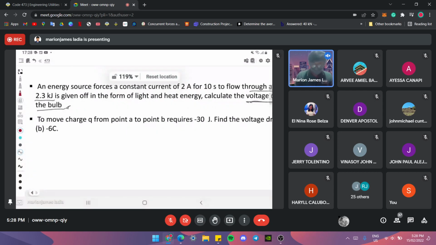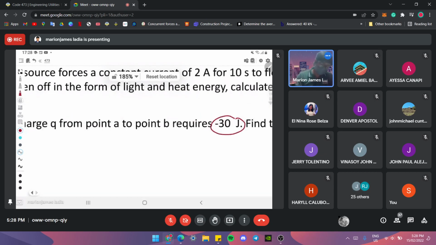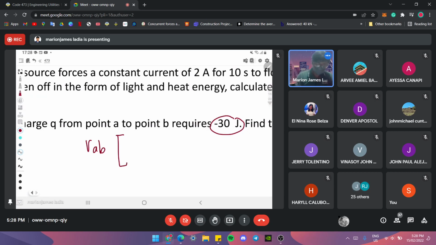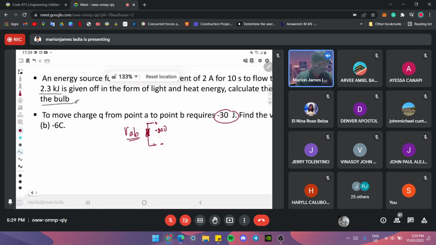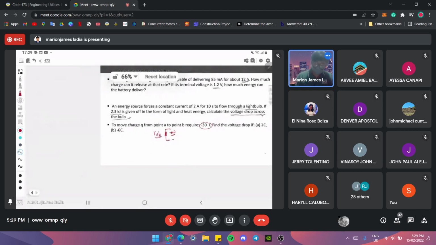Okay? So yan. Next is our third problem. So to move the charge Q from point A to point B requires negative 30 joule. So negative 30 joule daw yung ating point A to point B natin. Parang ang VAB natin dito, okay? So VAB natin. So pag ito yung positive mo at ito yung negative mo, yung kanya is 30 joule. So meaning VAB mo is equal to negative 30 I should say. So negative 30. Okay? So negative 30 joule. Parang ganyan yung diagram niya.